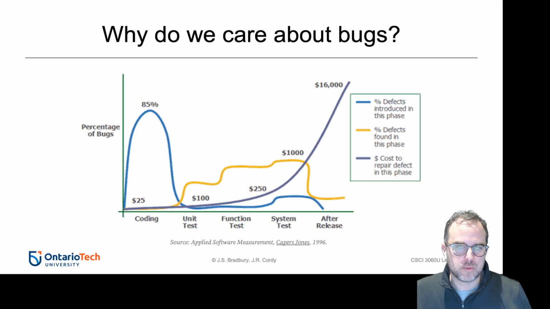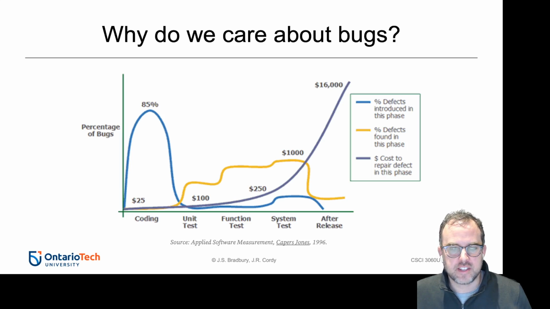But what do you notice with the yellow line? What percentage of bugs are typically found when you code? Almost none, right? When do you find bugs? Well, in unit testing you find some, in function testing you find more, system testing you find more, and after release you typically find less. And interestingly, you find more bugs in system testing than in unit testing.